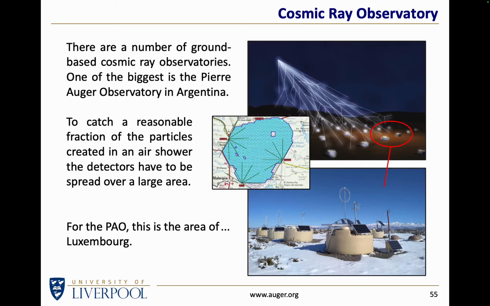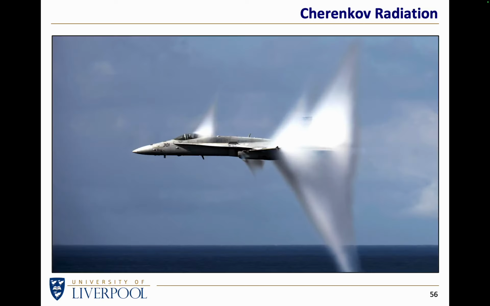How do they detect the passage of a cosmic ray through these water detectors? It's the same idea as how you actually see an aircraft traveling through the air faster than sound can travel through the air. If an object moves through the air faster than the sound can travel through the air, you get a shock wave. And the same is true if a cosmic ray particle travels through water faster than light can travel through water. You get the photonic equivalent of a sonic boom. You get a flash of light.